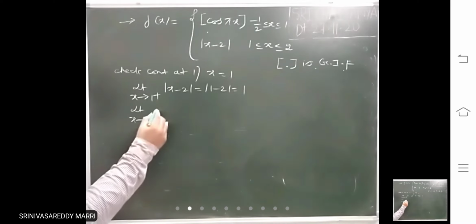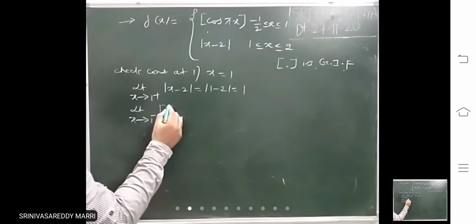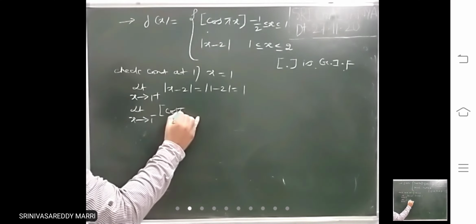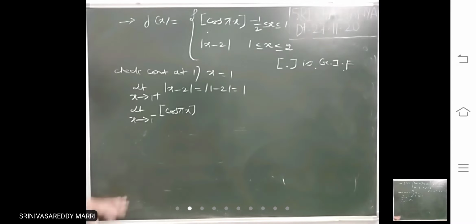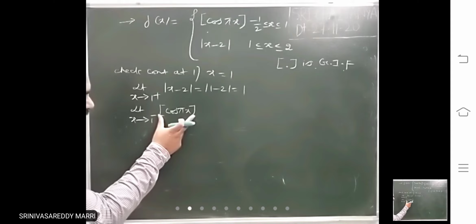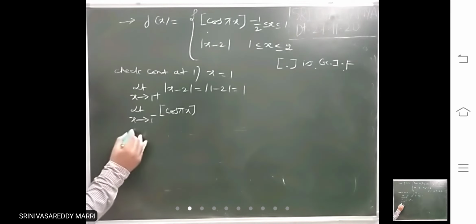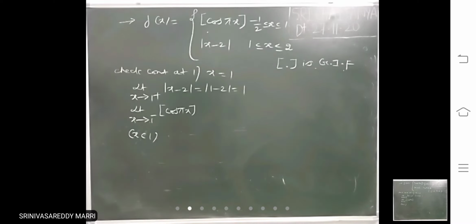At 1 minus, what is that? Just less than 1 means this is the step one. When you are doing this, don't substitute x equal to 1 here. This definition you must write and then calculate the limit. Don't substitute 1 directly whenever step is there. Now look at x to 1 minus, which means x less than 1.